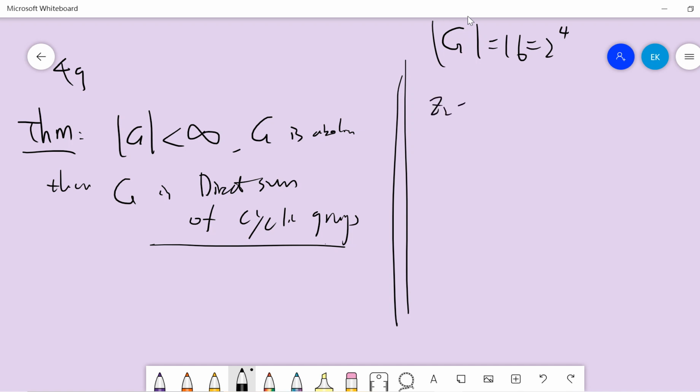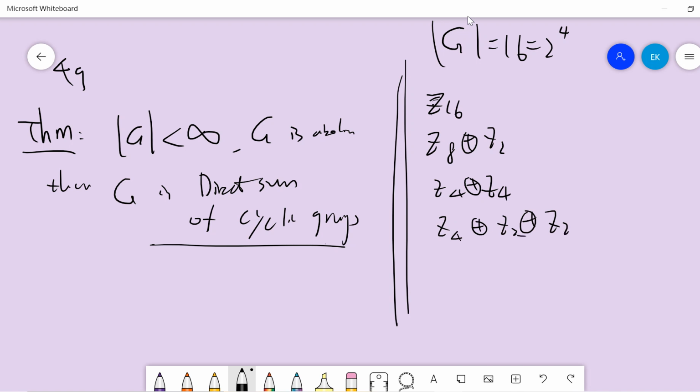So the first one is Z16. The second one is Z8 direct sum Z2. Z4 is also 16, right? So also Z4, Z4, and Z2, Z2, Z2, Z2. So we have 5 of them, but we need to choose which ones have 4x equal to 0.